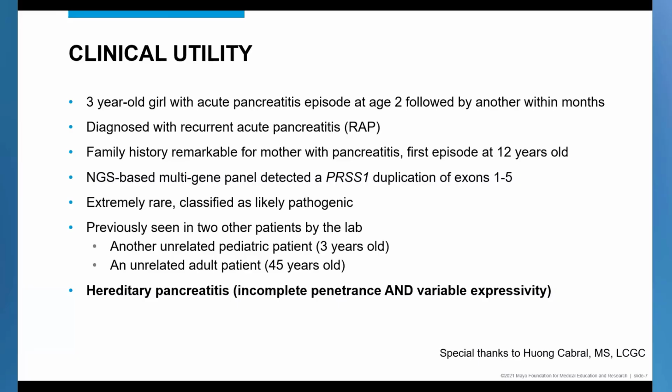So because of this testing, this patient's diagnosis is now different. They no longer have recurrent acute pancreatitis. It's no longer RAP, it's HP. They've got hereditary pancreatitis, completely different ballgame, right? And it's very evident from what I'm showing you here on the slide that hereditary pancreatitis can very much have incomplete penetrance, and it can have variable expressivity, just looking at, for instance, the age of onset in the patient's mom. So again, I think this really underscores that.